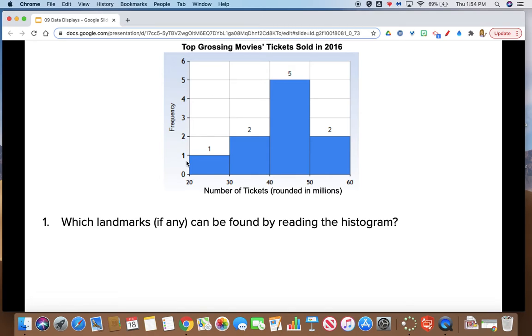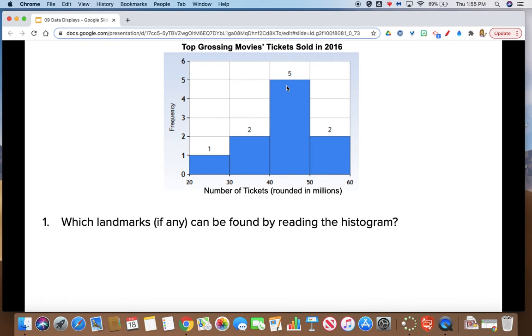Although some people might argue that you can find the minimum and the maximum, you truly can't, because all you know is that the minimum has to occur somewhere between 20 and 29 million. You have 1 data point in that range, but you don't know what the exact data point is. So because we're dealing with intervals, it makes it very difficult to find landmarks. We're not able to really find the mean or the minimum, the maximum, or the range. We're not able to find the mean because we don't know what these data points are to add them together.